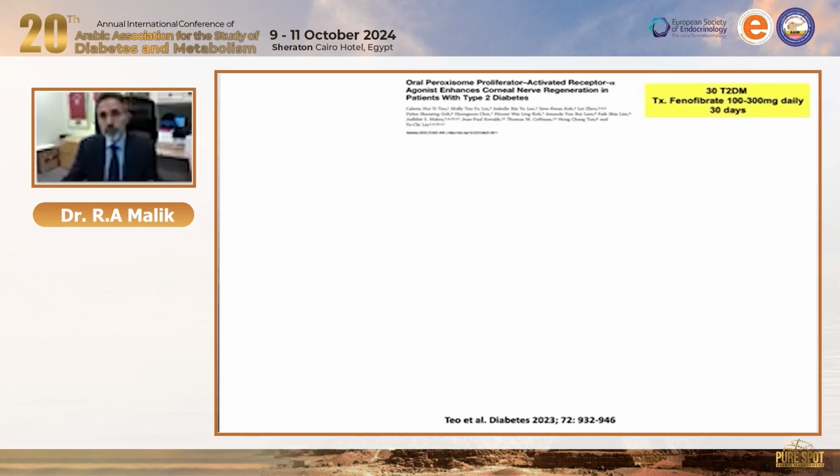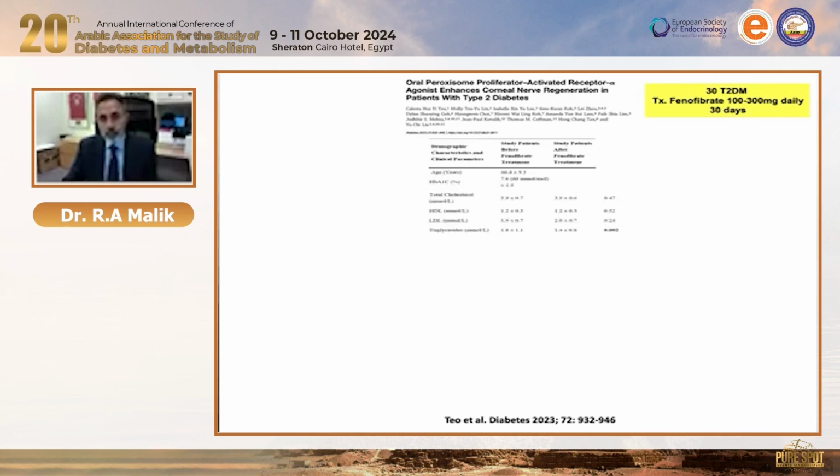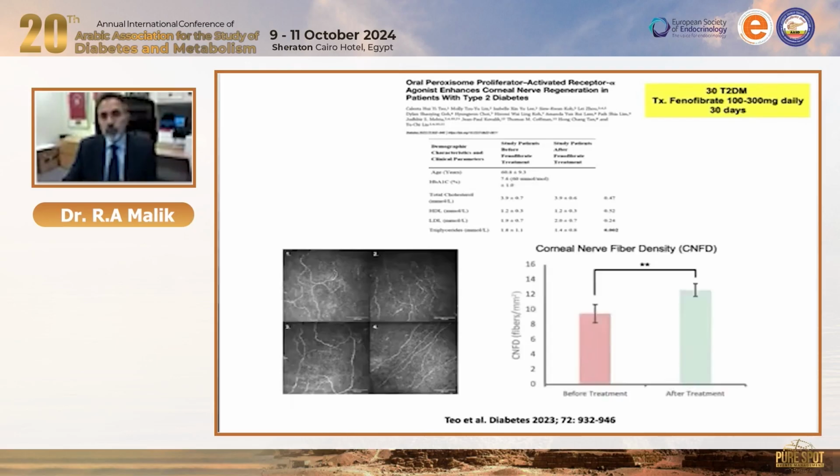Well, actually, this is a study from Singapore. 30 patients with type 2 diabetes randomized to fenofibrate just for 30 days. And look what happens. As you would expect, there's a reduction in the triglycerides, no effect on total cholesterol, HDL, LDL. However, corneal confocal microscopy shows a significant improvement in corneal nerve fiber density, literally within 30 days. So again, fenofibrate appears to be regenerating nerves.